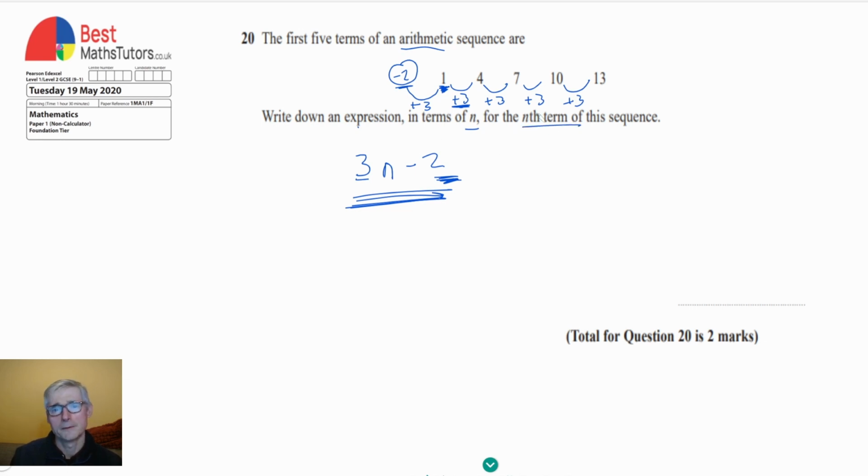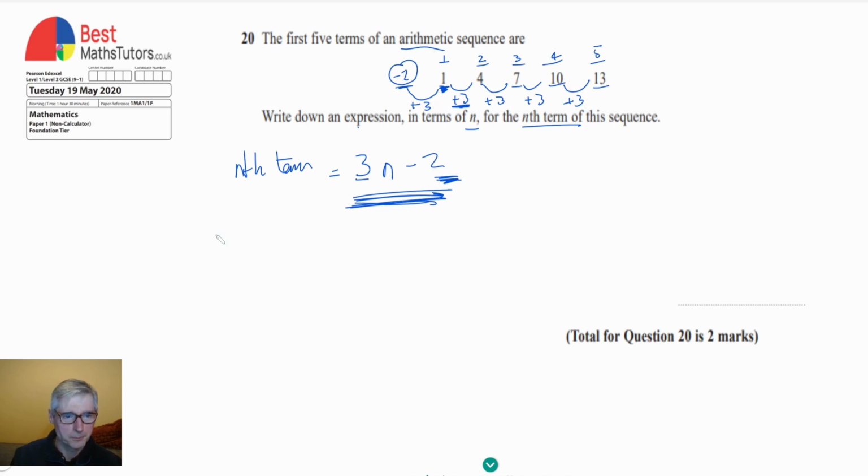And you could stop there and that would give you all the marks, but I'm just going to explain how this works now. So we've got that the nth term equals this expression 3n minus 2, and what n stands for is the position that we are in the sequence. So we can see that 1 is the first term, 4 is the second term, 7 is the third term, 10 is the fourth term, and 13 is the fifth term. And if we replace n by any of these positions, it will give us the number in the sequence.